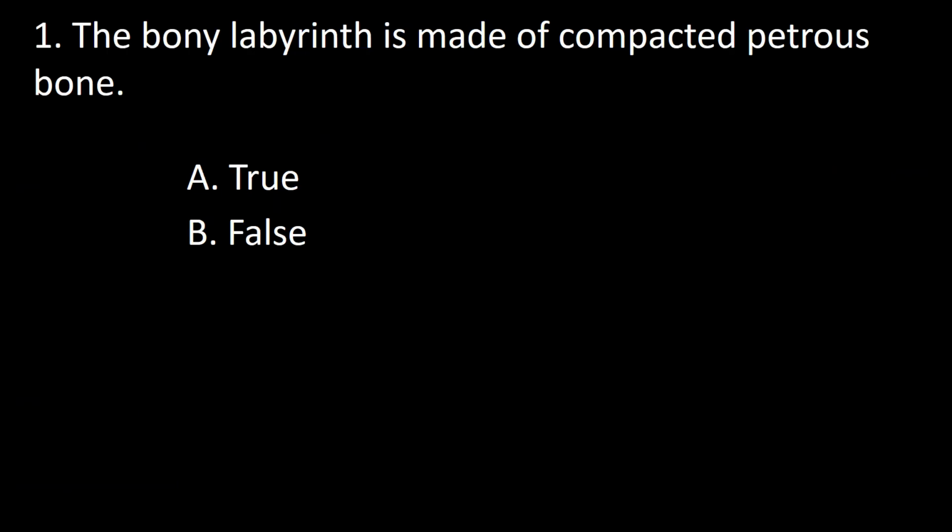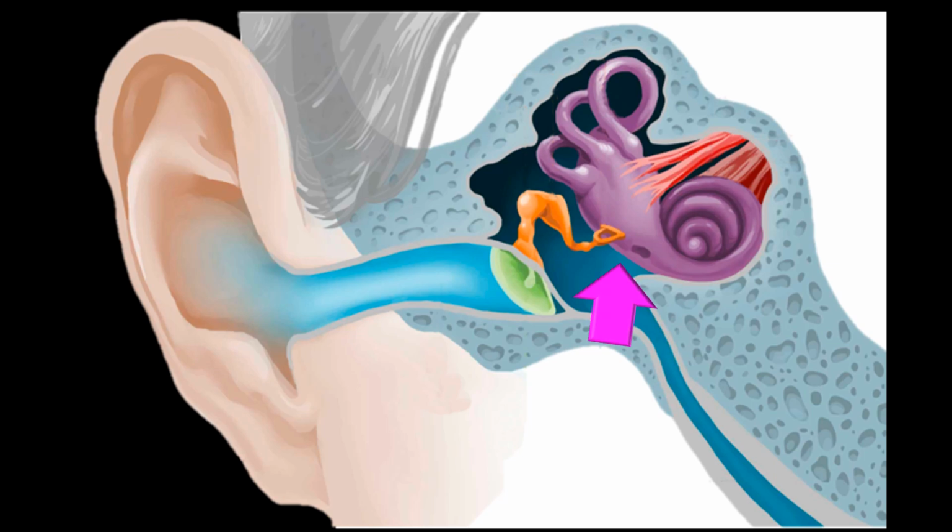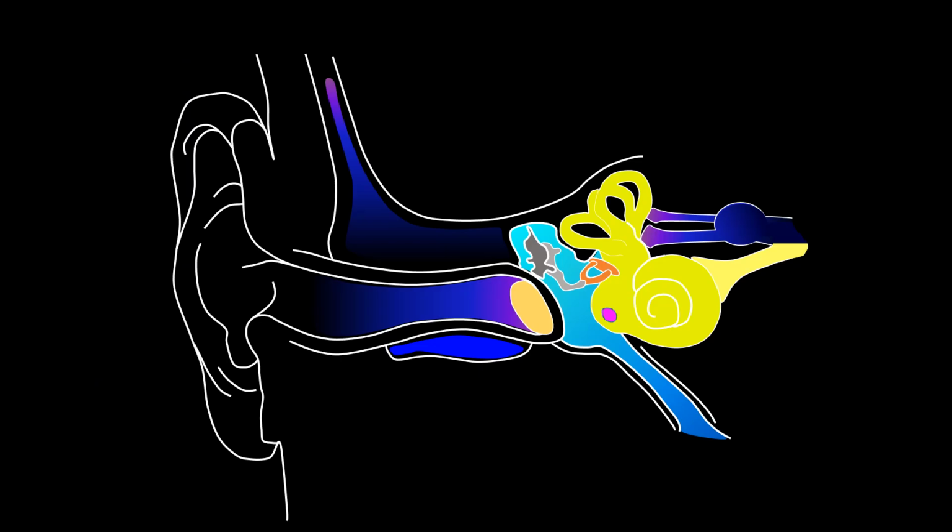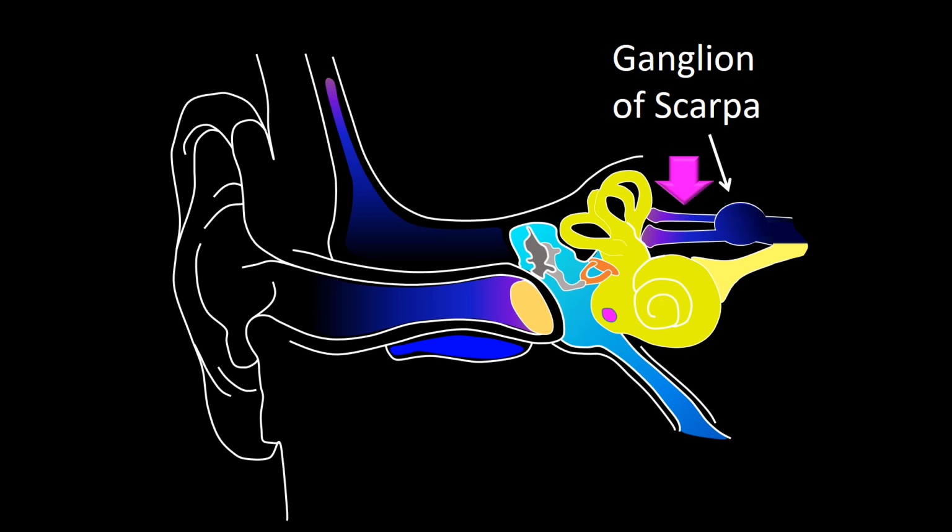The first question is, the bony labyrinth is made of compacted petrous bone. A true, B false. This figure shows the position of the labyrinth in relation to the ear. This is a more schematic representation of the same region. In it, I want to point out to you the ganglion or ganglia of Scarpa, where the bipolar vestibular neurons live. These neurons' distal processes make contact with the vestibular sensory organ, forming the vestibular root or roots, and their proximal processes form the vestibular nerve.